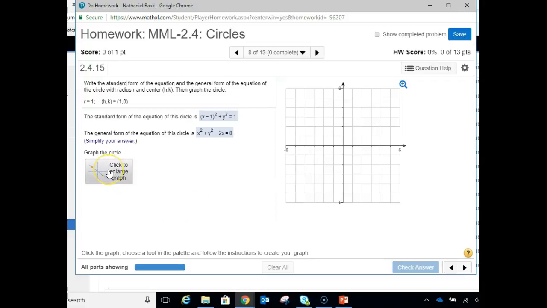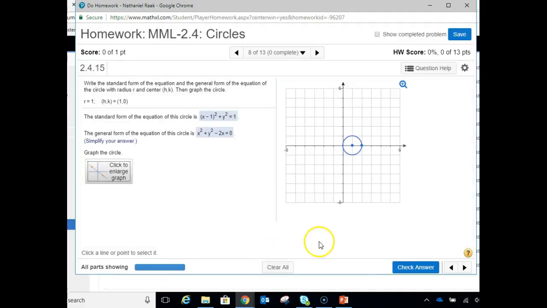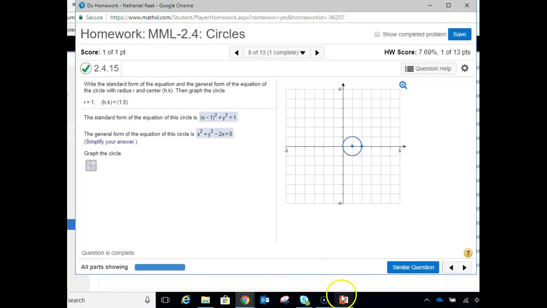When you graph, this is really what I wanted to show you. You're going to pick this circle tool right here. You click where the center is. In this case, the center is at 1, 0. From there, you can make your circle as big or small as you want. We wanted the radius to be 1, so from 1, 0 to 2, 0 would have a radius of 1. Once I put that one other point there, it's going to save this, and then I can check my answer. And it would be on to the next question.